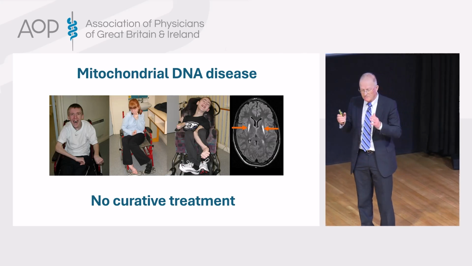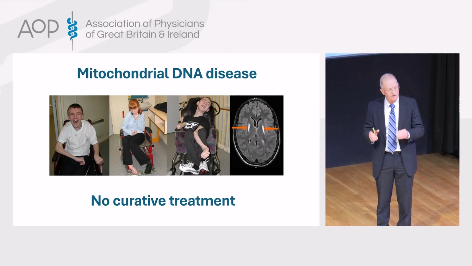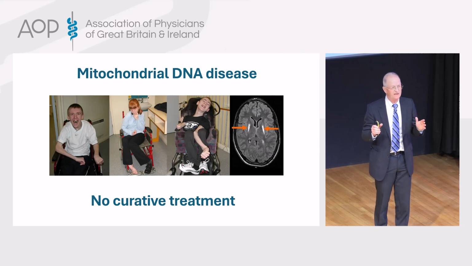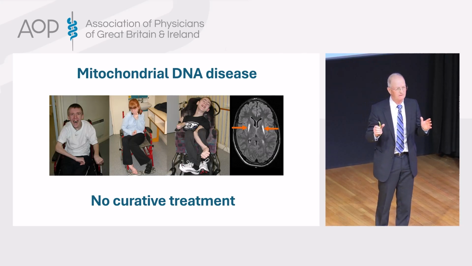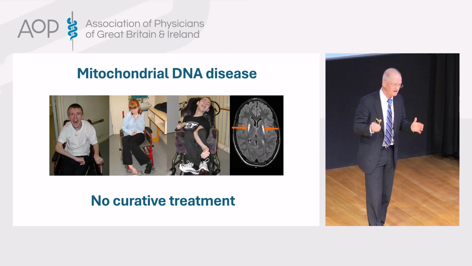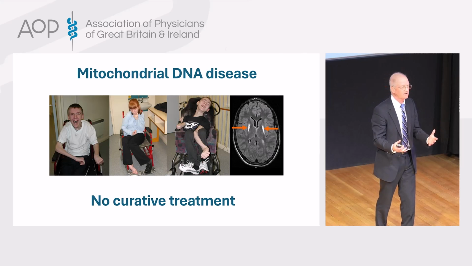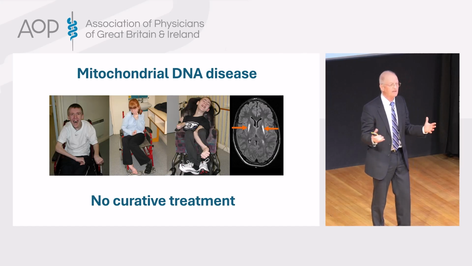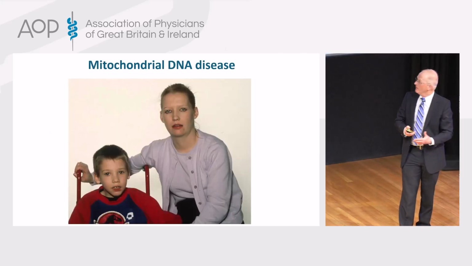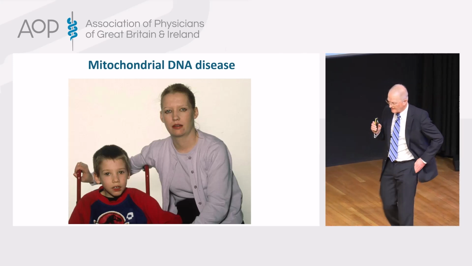Despite us knowing about mitochondrial DNA disease since 1988, when the first genetic defect was described, I don't think we're any closer to curative treatment. Gene therapy for mitochondrial DNA disease is very difficult because conventional vectors just simply won't get into the mitochondria. So it's a real struggle. But this is where this story starts.